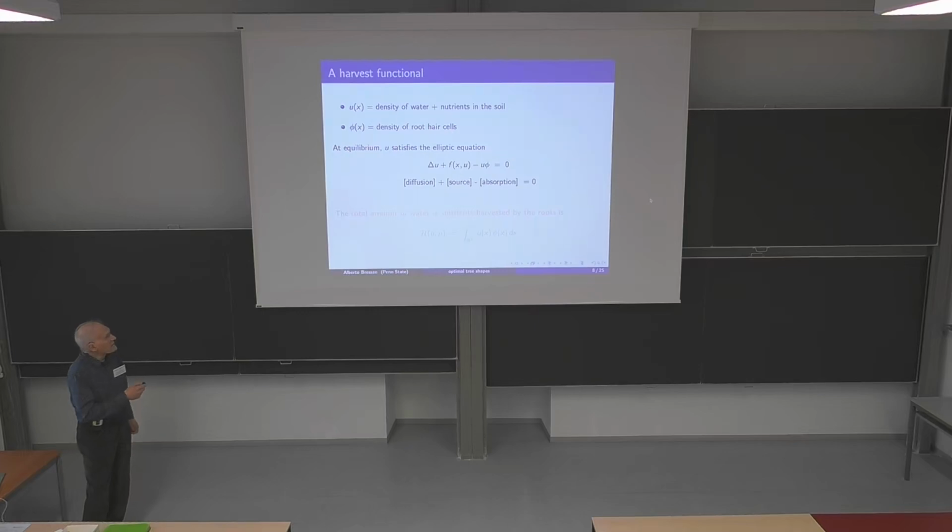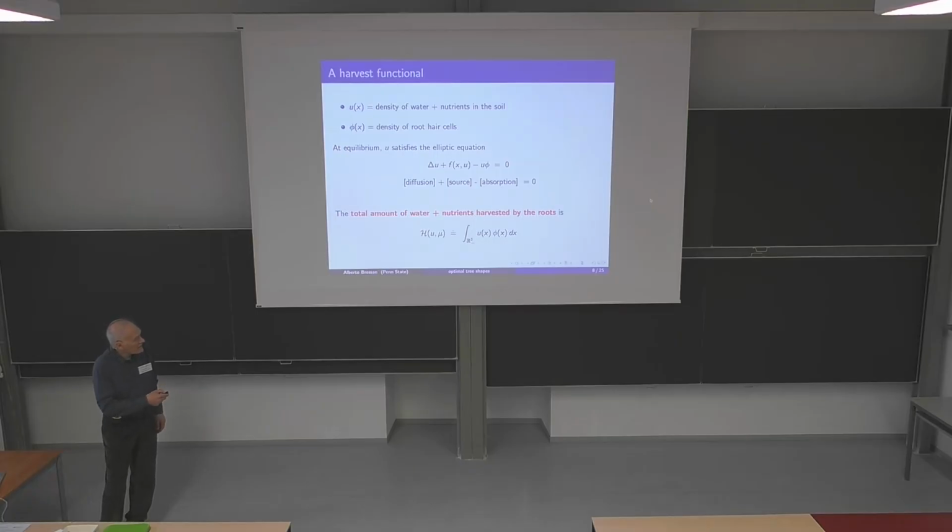At equilibrium, u, the density of water and nutrients, would satisfy this elliptic equation. So there will be a diffusion, there will be a source, and there will be an absorption, which is the density of water times the density of root hair cells, how much is sucked, right? And in this case, the total amount of water and nutrients harvested is just the integral of this term here, how much we collect, right?